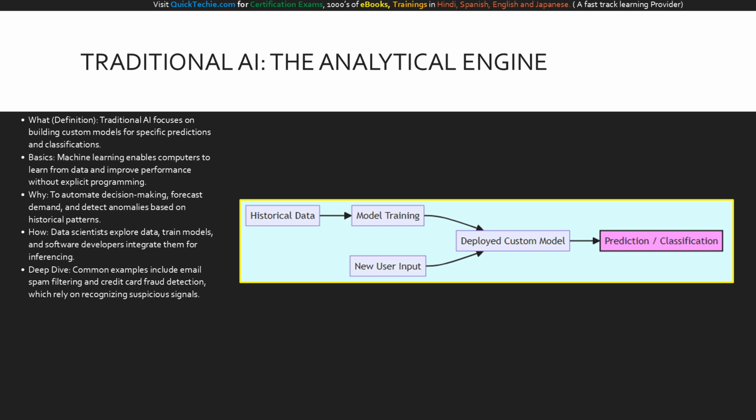We start on the left with historical data, which is meticulously cleaned and fed into the model training phase. This results in a deployed custom model that is highly specialized for a single task. When new user input is introduced to this deployed model, it processes the data and outputs a specific prediction or classification, highlighted here in pink. It does not create anything new, it simply evaluates the input against what it has learned from the past to give you a definitive answer, like forecasting a sales trend or flagging a transaction.